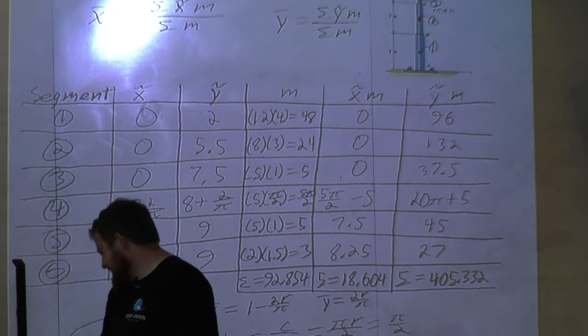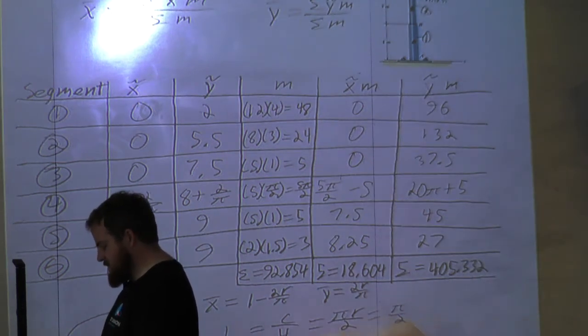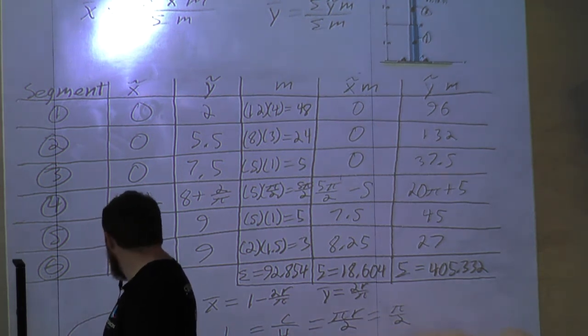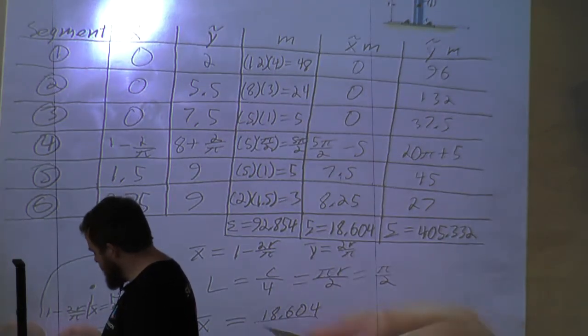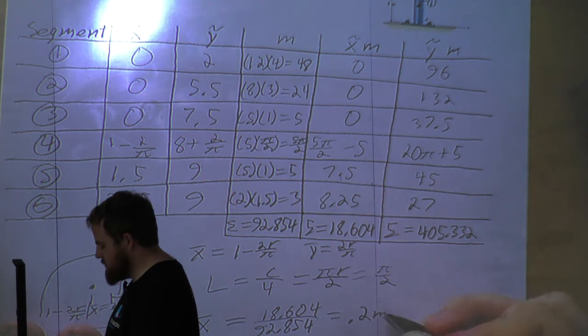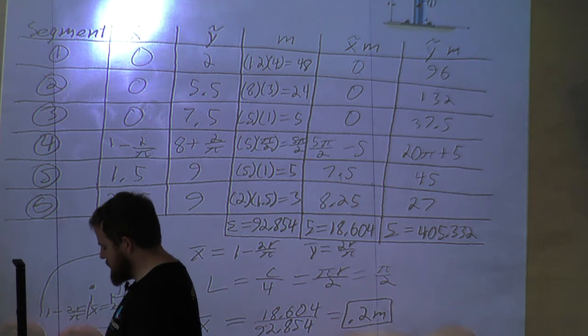Okay. So from here we can just calculate our x bar and y bar. So that's going to be 18.604 divided by 92.854, and that's 0.2 meters. And then our y bar is just 405.332 divided by 92.854, and that's 4.37.